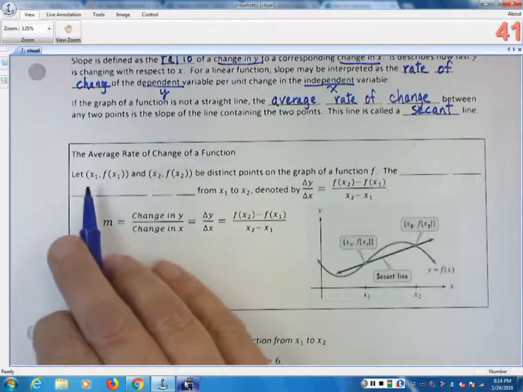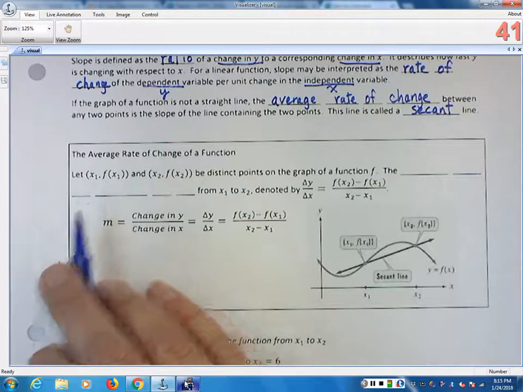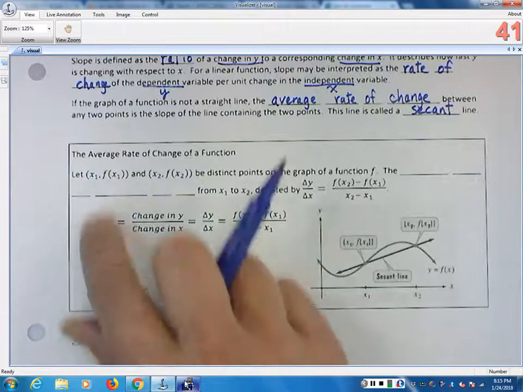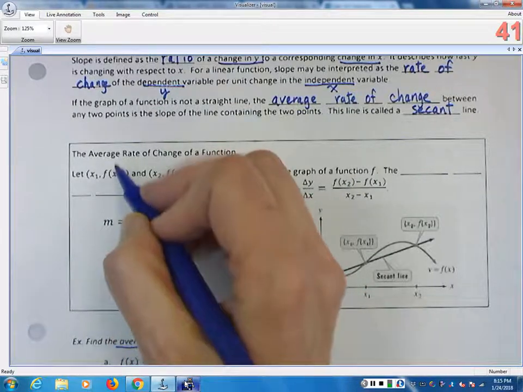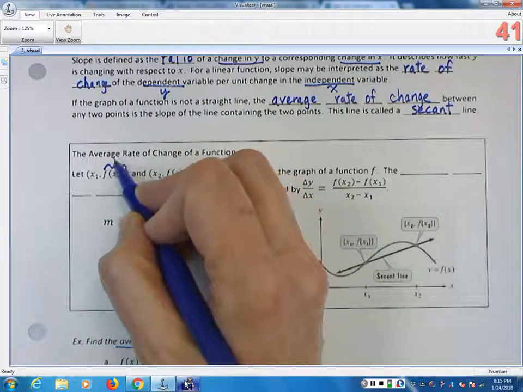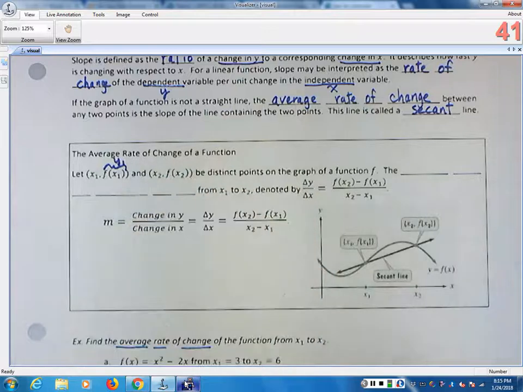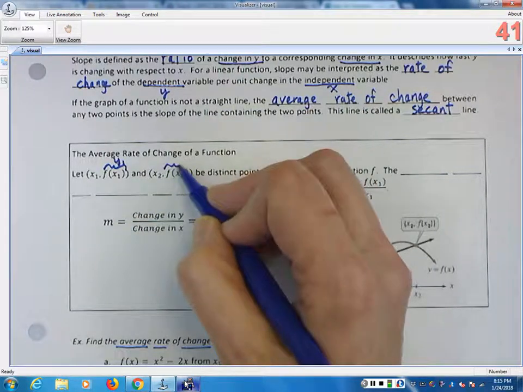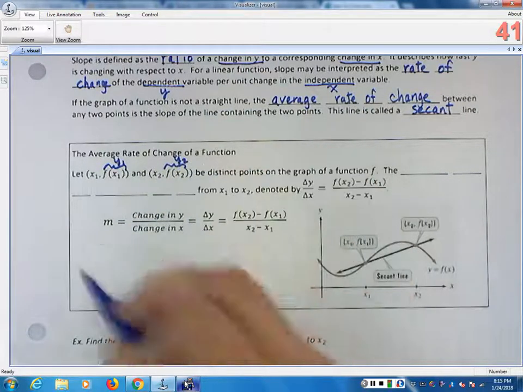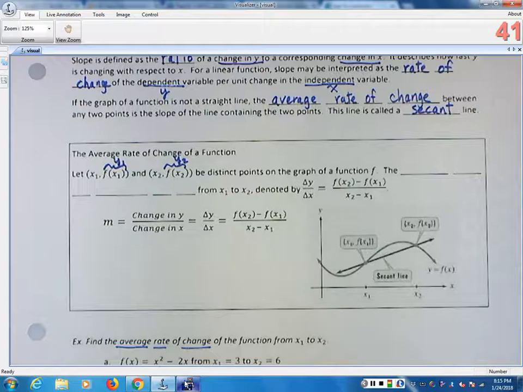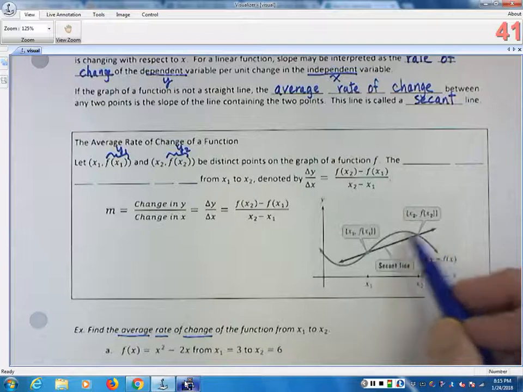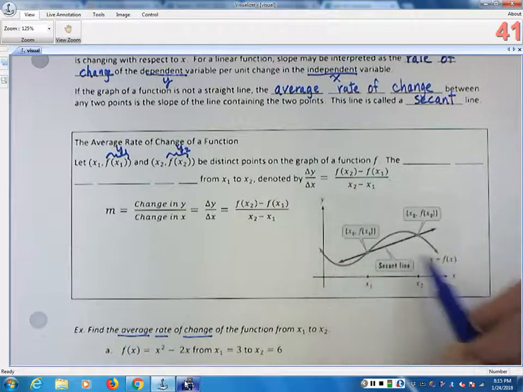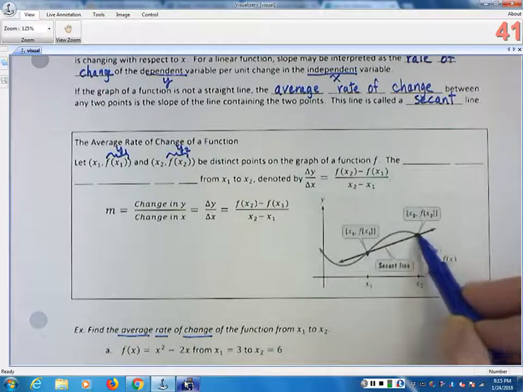So we got 2 points, but they're just written in function notation. Remember, x1, f of x1, that's just the same as y1, except it specifies that this is y2. So it's just 2 points. Average rate of change is just slope, but it's slope for a function that's not a line. So the slope between any 2 points.